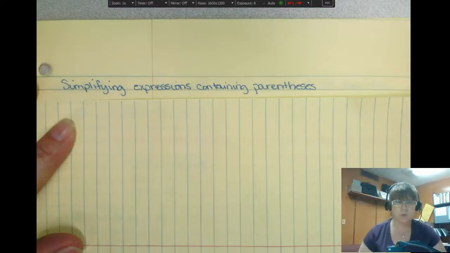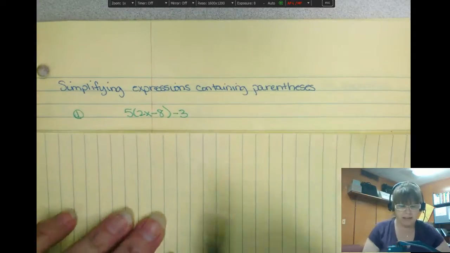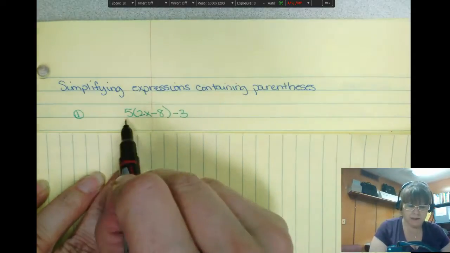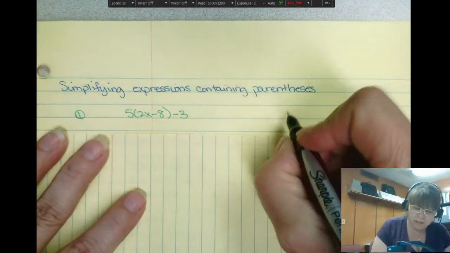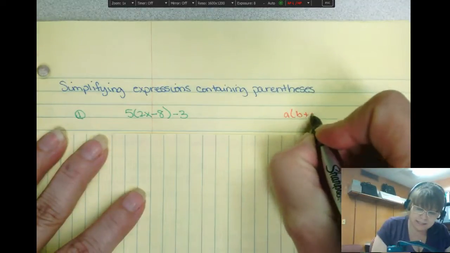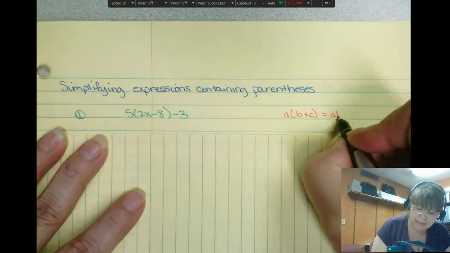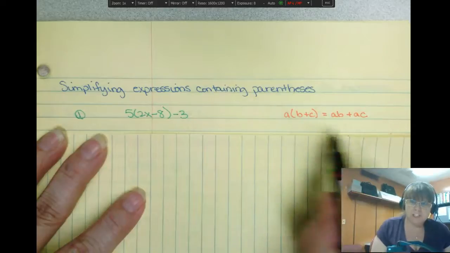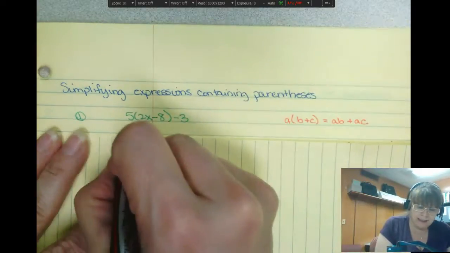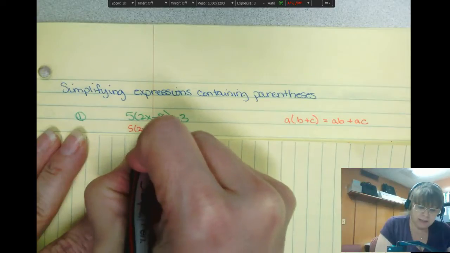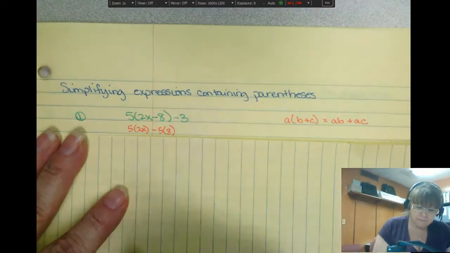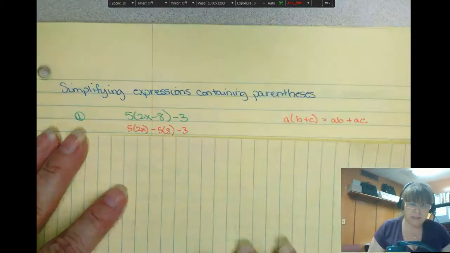Now let's start working with simplifying expressions that contain parentheses. So 5 times 2x minus 8, minus 3. The 5 I can distribute. If you remember, a times b plus c will be the same as ab plus ac. So I'm going to use this distributive property and distribute the 5. 5 times 2x minus 5 times 8, minus 3. Can't forget our minus 3.